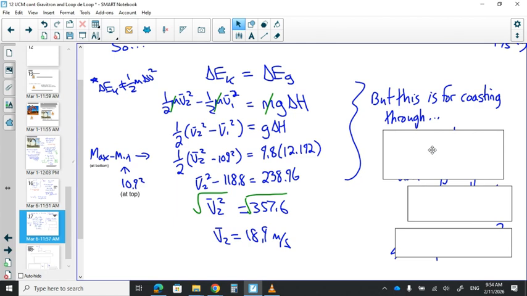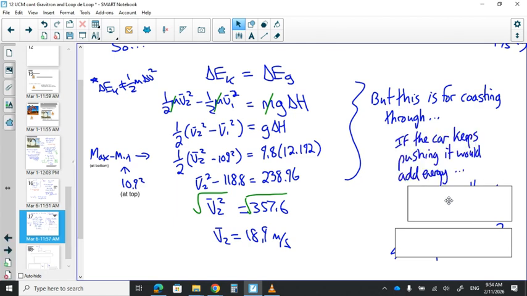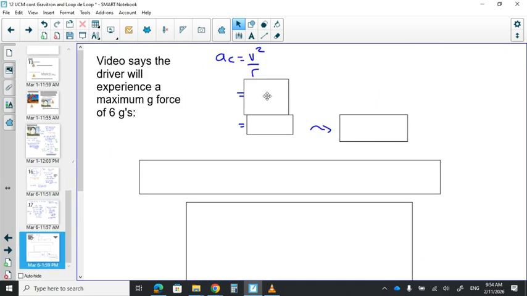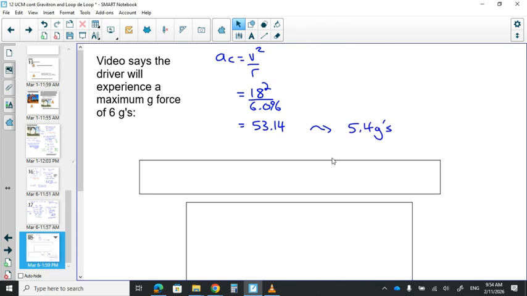So that's for coasting. Maybe the car's going to add some energy, so maybe that reduces the speed a little bit. If you're thinking, okay, I'm going to keep on the gas, maybe you reduce that to about the 18, right? We're certainly in the ballpark of what they must have calculated. So the video also says, if you watch it, that he's going to experience 6 G's, right? 6 gravity force accelerations, which is our acceleration of 53.14. Divide that by 9.8, you get 5.4 G's, not far off at all.